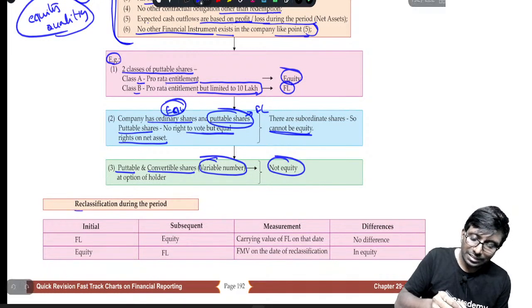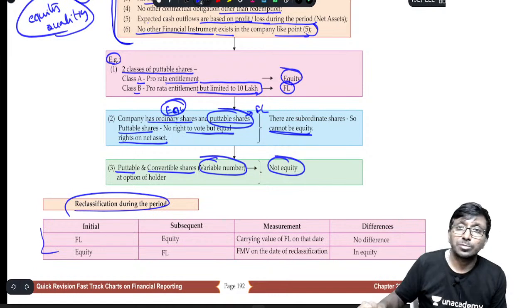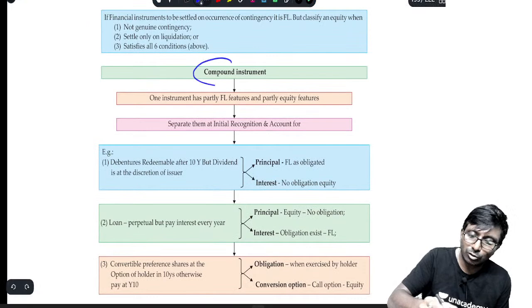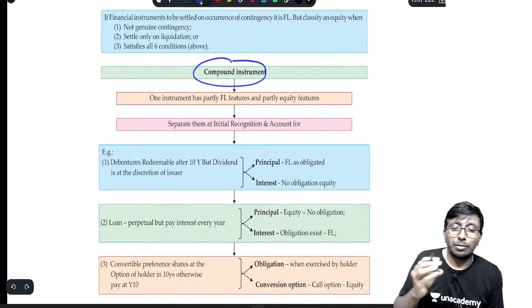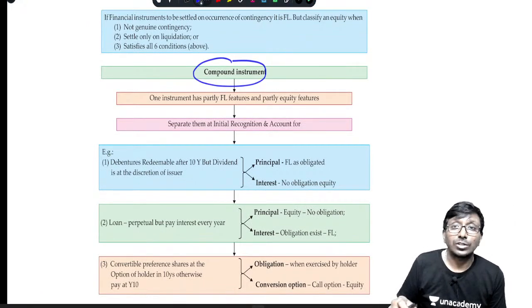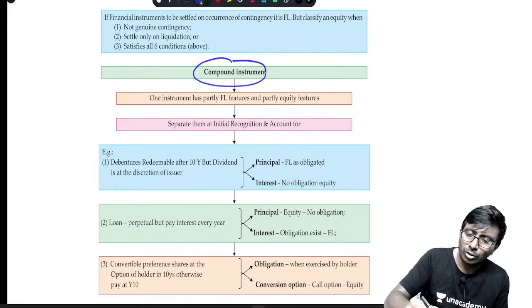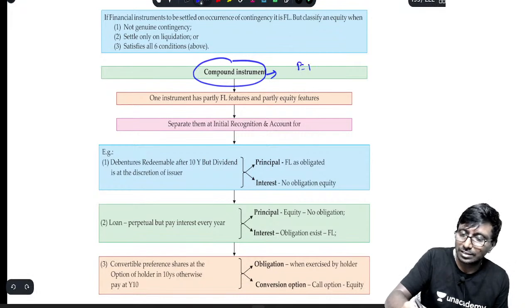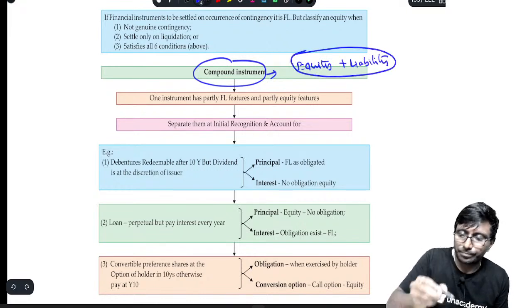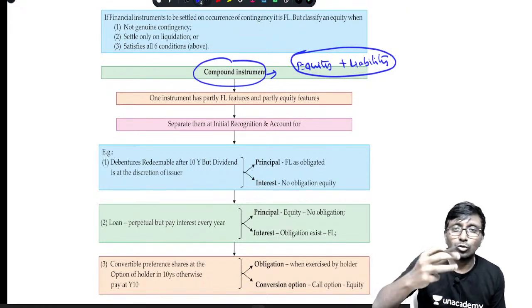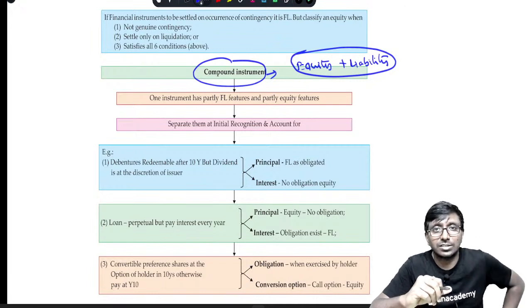Done. Reclassification of puttable, these are all basic things, my dear. Just a run through would be more than sufficient. Yes, let us get into the next small topic, that is compound financial instrument. What is that? As I just told you, a compound instrument means there is an equity element as well as a liability element. It is compounded. It is a hybrid contract. Correct? It is not one, there are two qualities included within this.